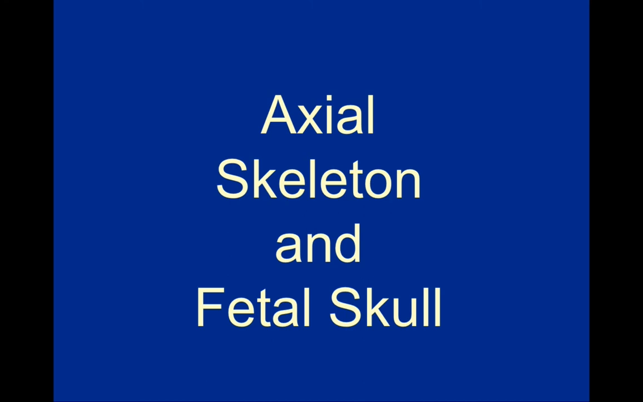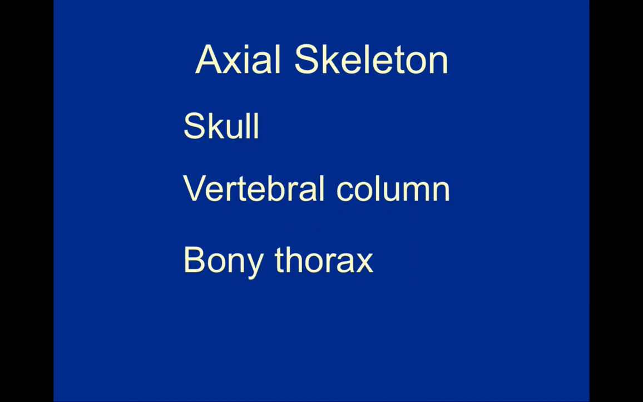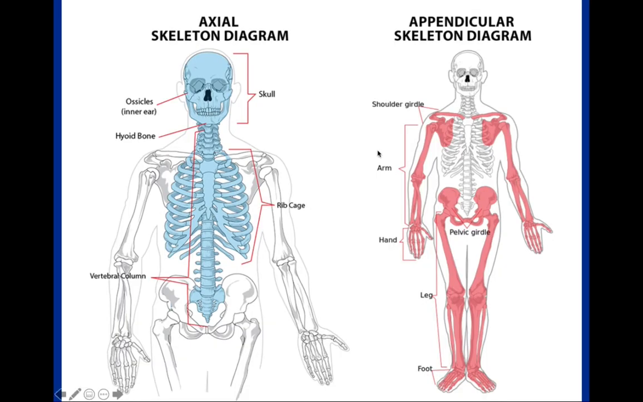So the skeleton can be separated into two major branches, the axial skeleton and the appendicular skeleton. The axial skeleton is composed of all of the bones that make up the skull, all of the vertebrae that compose the vertebral column, and all of the bones that participate in the thoracic cage. Sometimes we call the thoracic cage the bony thorax or perhaps the rib cage. In total, the axial skeleton contains 80 bones, and we can see on the left side of this picture the axial skeleton highlighted in blue.